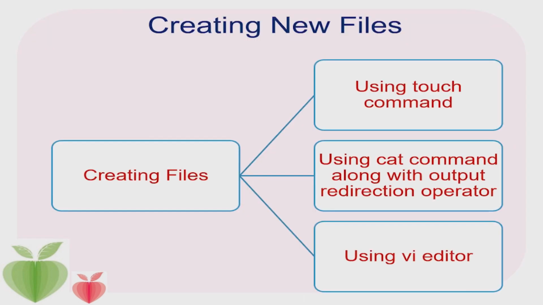To summarize, this video presentation demonstrates the three methods of creating files in Unix operating system. The first method is using touch command. Using touch command, we can create single or several empty files. The second method is using cat command along with output redirection operator. And the third method is using VI editor.